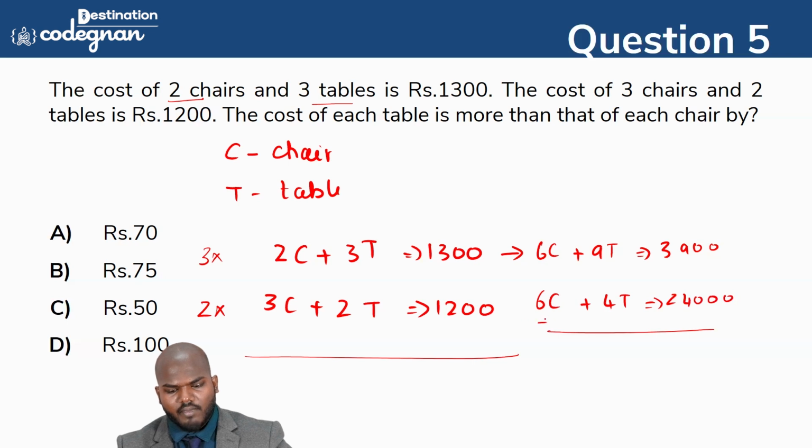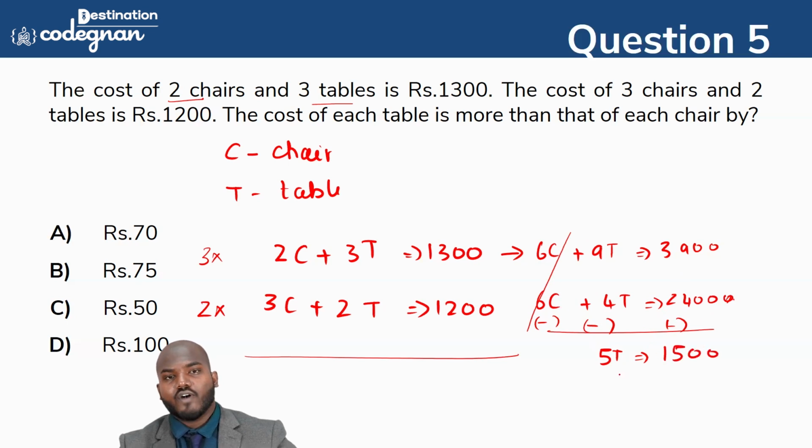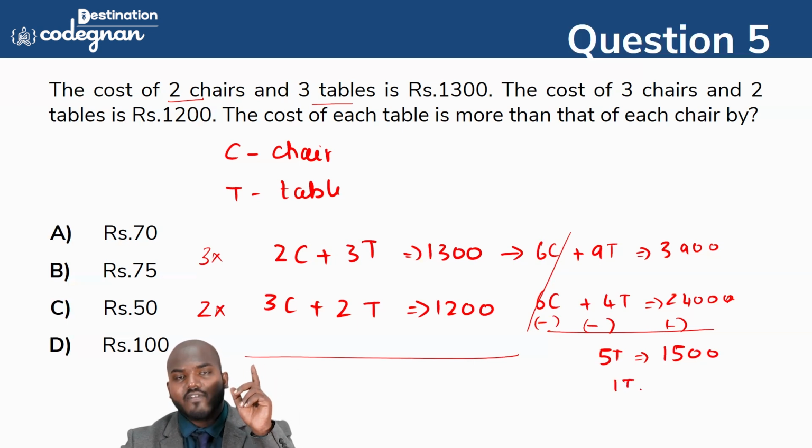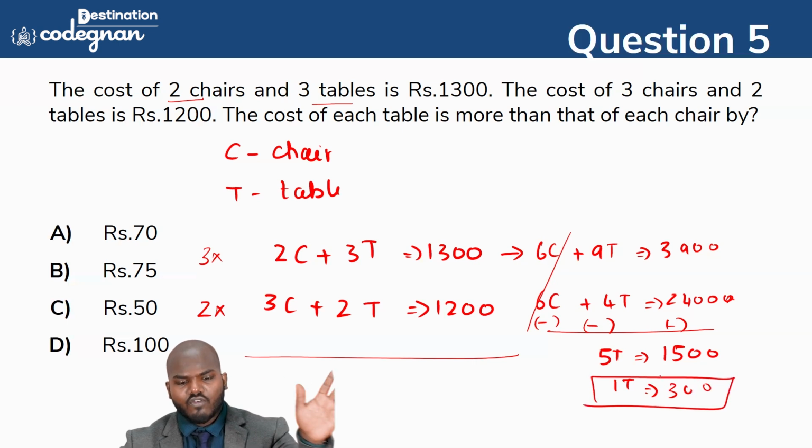Okay. I am just keeping the minus here to get the cancellation using the binomial value. So minus and minus here. If I keep it up, C can cancel, and for 9 minus 4, we get 5T is equal to 3900 minus 2400, we can say the value called 1500. We can say 5 tables is equal to 1500 rupees. Then 1 table is equal to what? We can call the value 300 rupees. Okay. So we have got the 300.